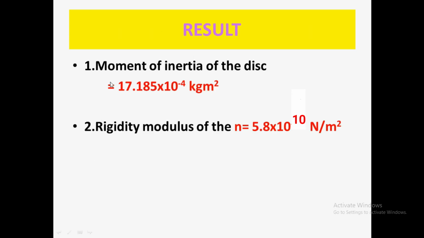Finally, you have to write the result. The moment of inertia of the disc equal to 17.185 into 10 power minus 4 kg meter square, and the rigidity modulus of the wire n equal to 5.8 into 10 power 10 Newton per meter square.